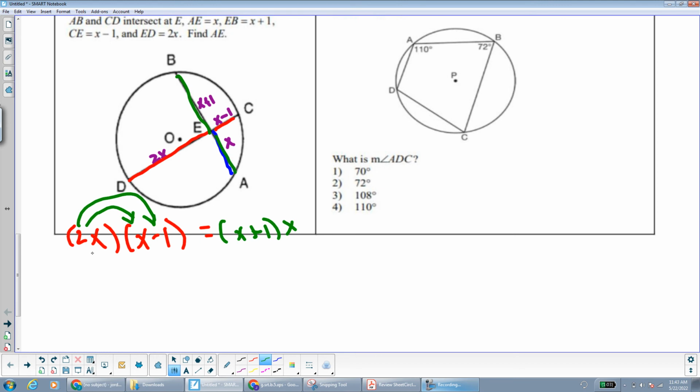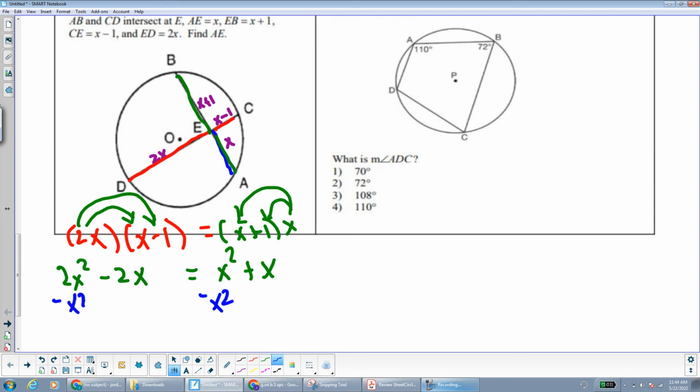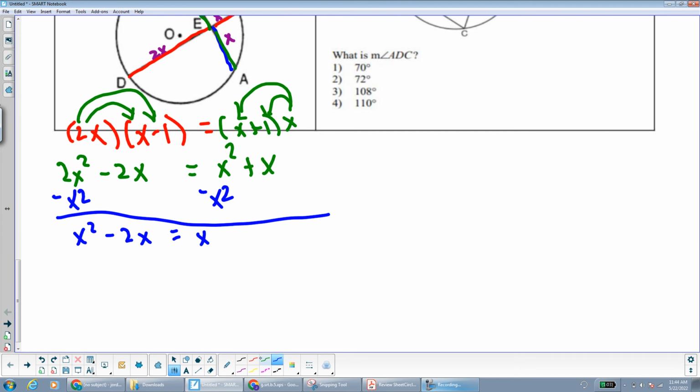Distributing inside the parentheses, I have 2x squared minus 2x is equal to, let me also distribute the x squared plus x. Okay, now I'm going to subtract x squared from both sides, and I have x squared minus 2x is equal to x. Then, so I can get all the x terms in one spot, I'm going to subtract x from both sides. I have x squared minus 3x is equal to 0.